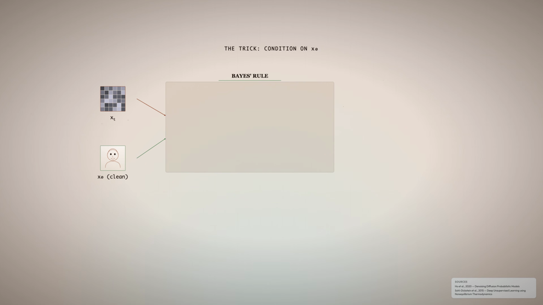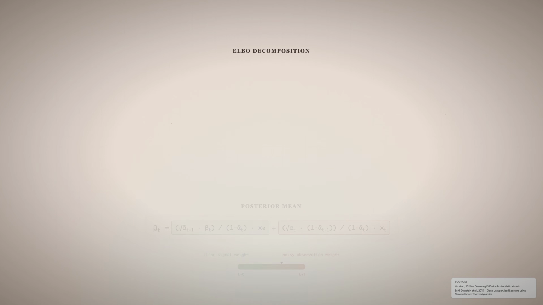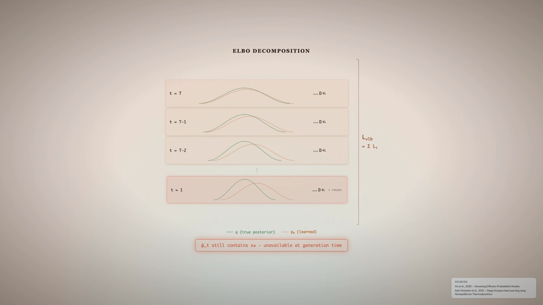Given both the noisy image and the original clean image, Bayes' rule on 3 known Gaussians yields a closed form posterior, because products of Gaussians are Gaussian. The posterior mean is a weighted combination of clean signal and current noisy observation, with weights set by the schedule. The ELBO decomposes into independent per time step KL terms, each measuring how well the network approximates the true reverse step at that noise level. Both sides Gaussian, every term closed form. But this tractable posterior still depends on x_0, which we won't have at generation time.